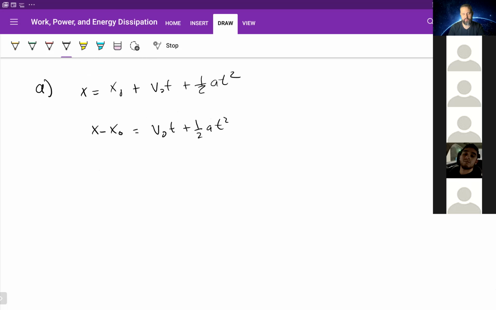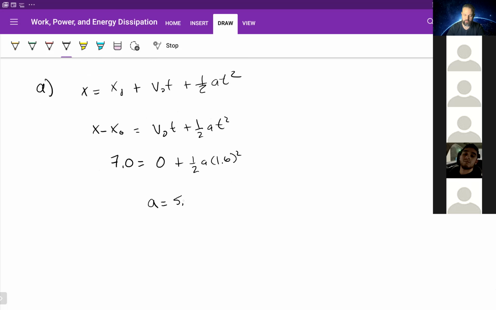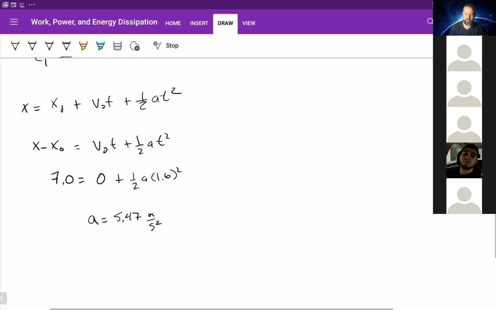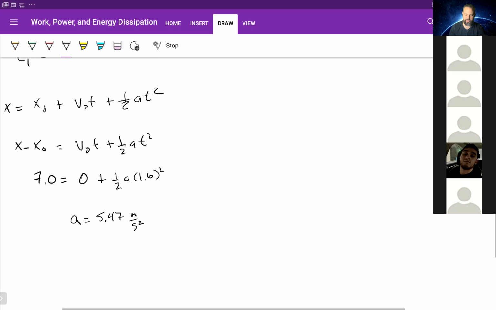My v naught is 0. The change in x is 7. So it's going to be 7.0 is equal to 0 plus 1/2 a times 1.6 squared. And then just solve for a. And that's going to give you 5.47 meters per second squared. So we should know how to do that, so I'm not going to go too much into that part.